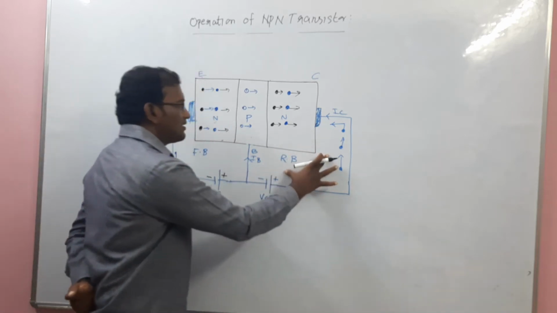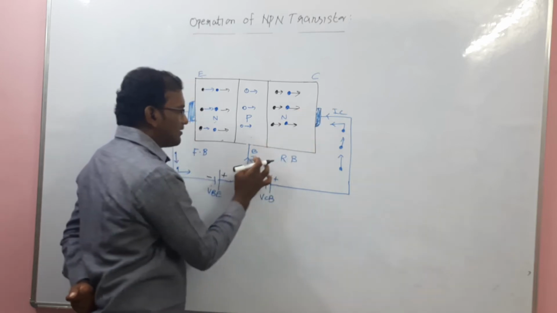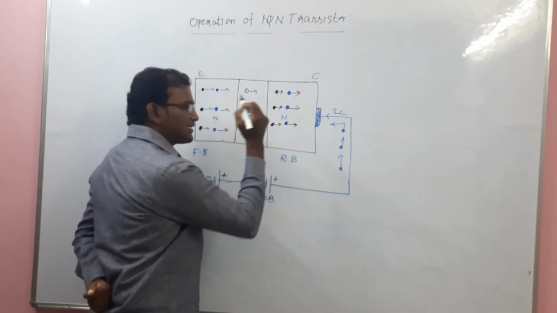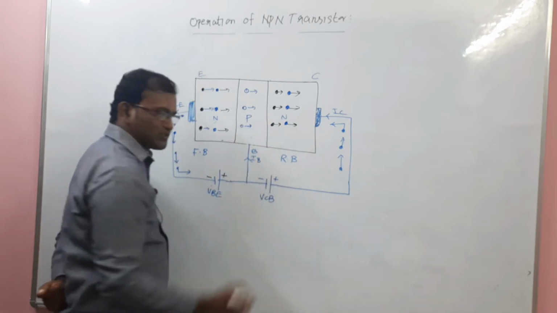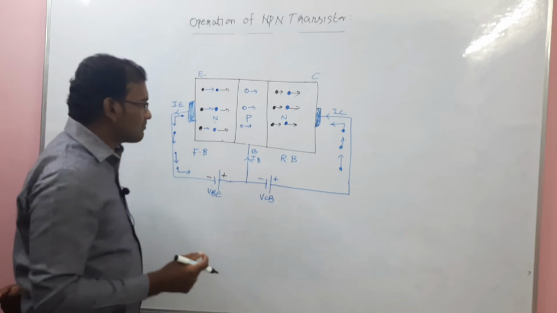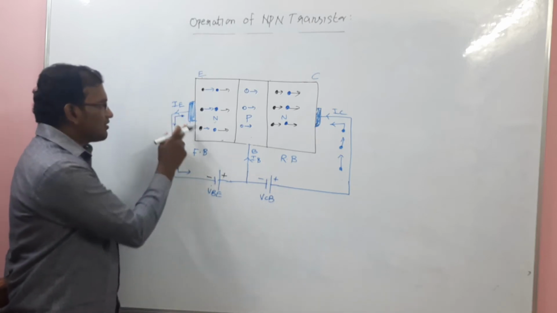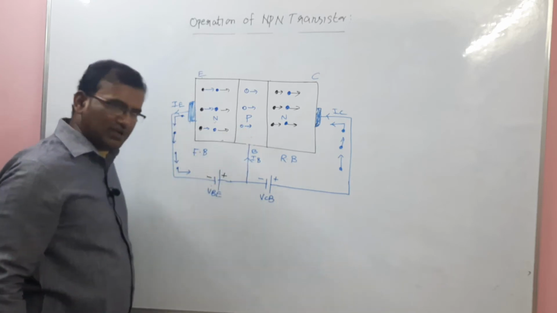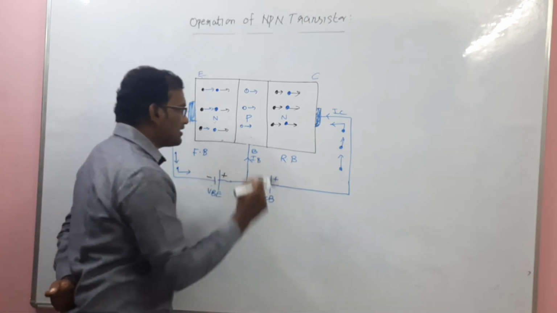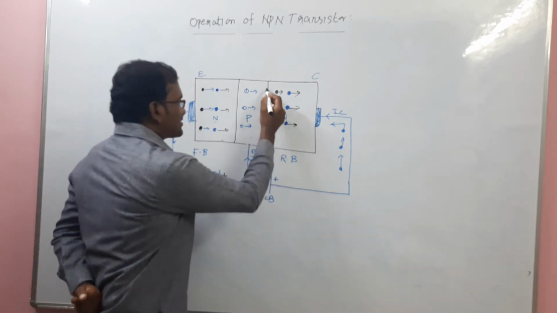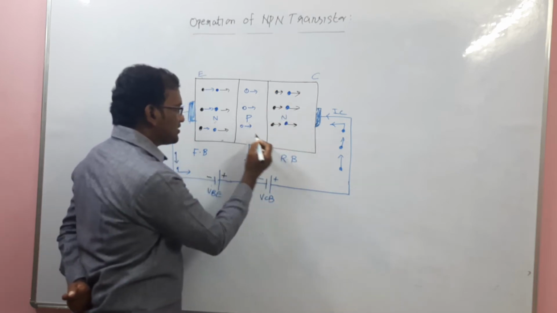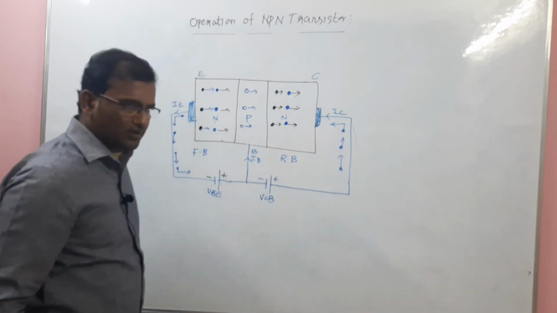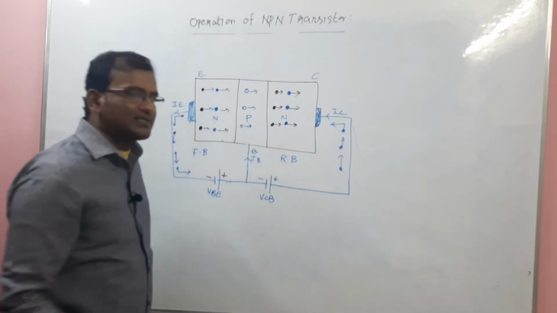Now the reverse bias is at the collector-base junction. Here the base is P type and the collector is N type, so it is a reverse bias condition. The polarity should be reversed, because in forward bias it is negative to negative and positive to positive. But here, across the junction between P type and N type, the P type is connected to the negative terminal and the N type is connected to the positive terminal, so it acts as a reverse bias condition.